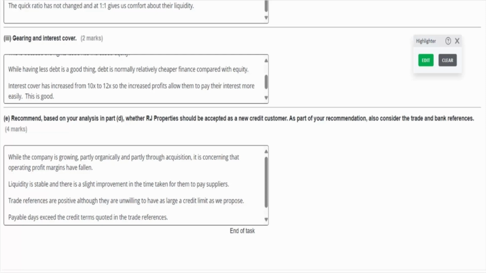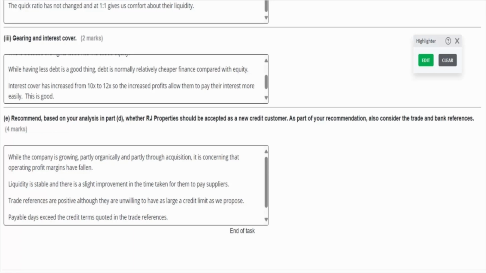So what could we say in our conclusion then? While the company is growing, partly organically and partly through acquisition, which is a good thing, it is concerning that the operating profit margins have fallen, and that is worrying. As far as liquidity is concerned, it's pretty stable, isn't it? Again, we know that inventory days has gone up, receivables days is the same, payable days is a slight improvement, so it's pretty stable. But it's good that they are paying their suppliers a little bit more quickly.